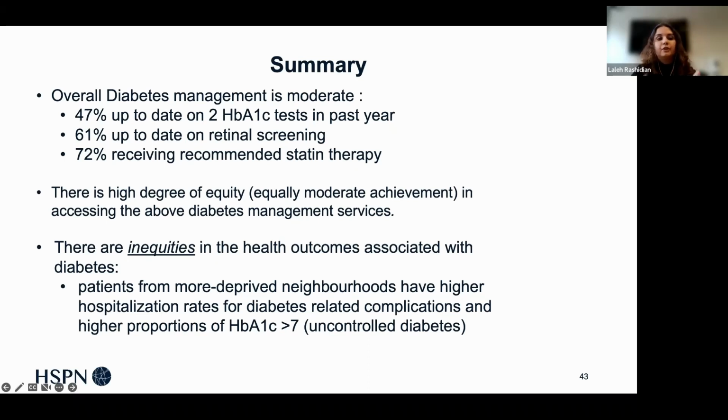And what we saw, if you recall, we had a high degree of equity in these 3 population management, the screening indicators. But what we did see is that there were inequities in our health outcomes associated with diabetes, meaning that patients from more deprived neighborhoods had high hospitalization rates for diabetes-related complications, and they also had high proportions of HbA1c levels that were greater than 7, meaning that their diabetes is uncontrolled.